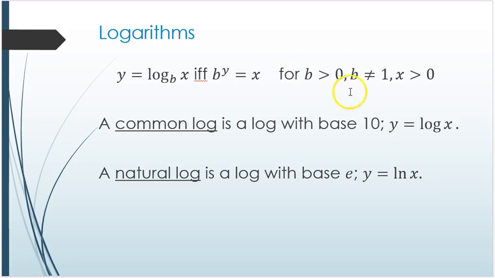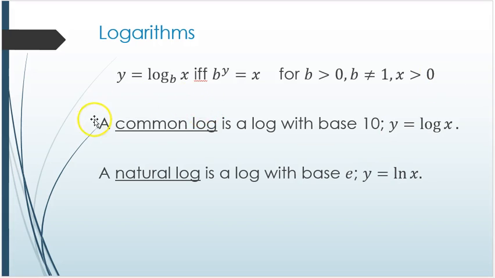A couple notes for this. This does require the b value to be greater than 0. It can't equal 1 because then you're just dealing with 1 raised to a power, and 1 to any power is still just 1. And it's also assuming that our x value is positive. So b and x both positive.